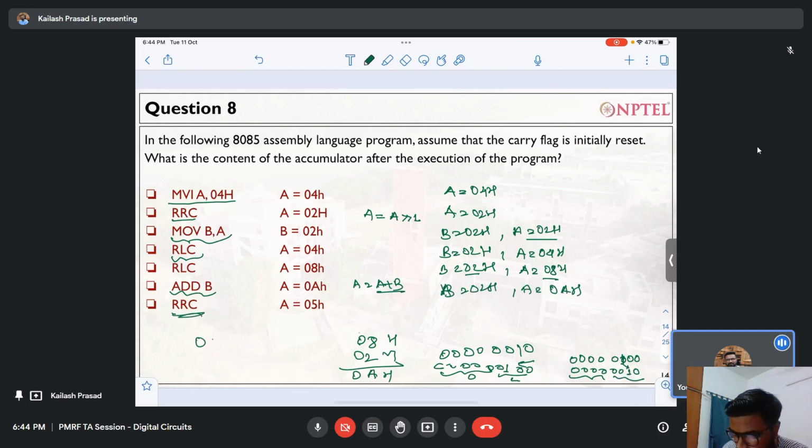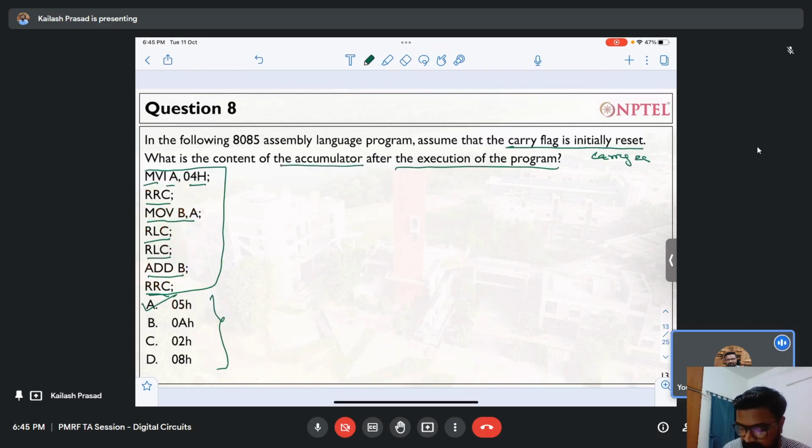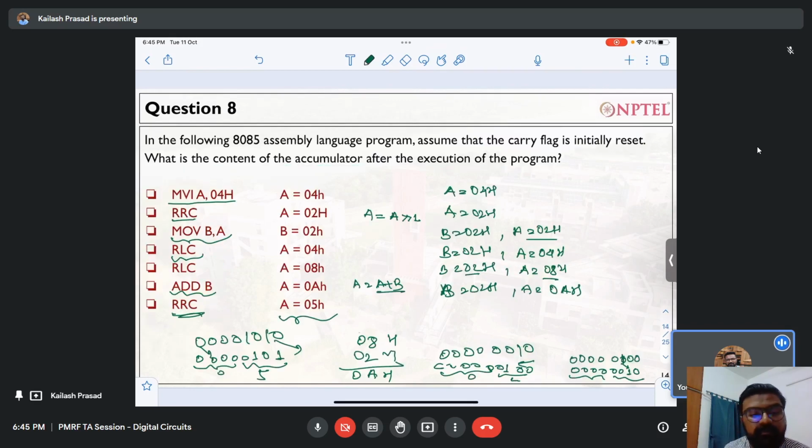So let me write A: 00001010, and you do a right shift. It will move like this: 0 0 0 0, then 1, then 0, then 1, so the last 0 will be gone. So it will be 0, then 5. So the final answer will be 05. The answer over here is A equals 05H. Is that clear now? Okay.